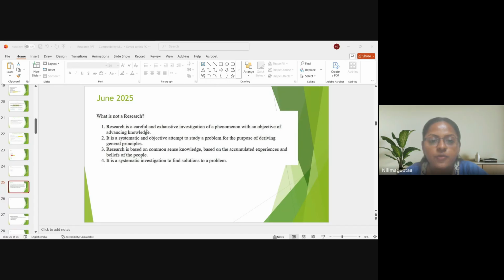First, research is a careful and exhaustive investigation of a phenomenon with an objective of advancing knowledge. Second, it is a systematic and objective attempt to study a problem for the purpose of deriving general principles. Third, research is based on common sense knowledge based on the accumulated experience and beliefs of the people. And the fourth is, it is a systematic investigation to find a solution.